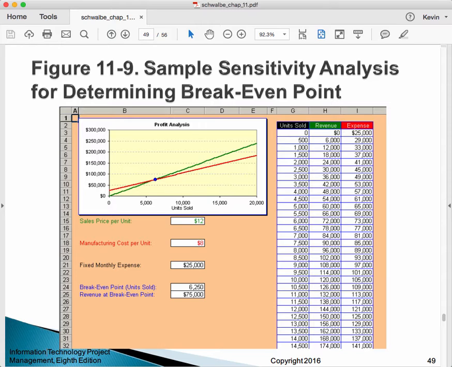Okay, good. What if we only get $9 per unit? So you just go in, you change it to 9, and you look how things change. Well, what if we get $15 per unit? So what you do is you kind of look at this. You kind of say, what if? So sensitivity analysis is what if analysis. How sensitive are the bottom line answers to changes in the assumptions?